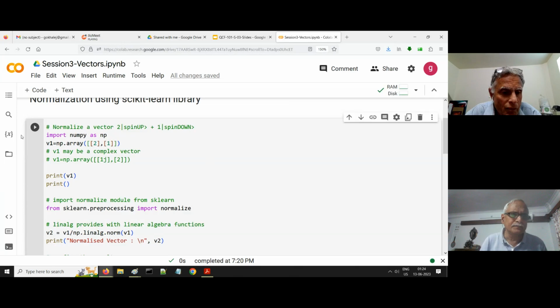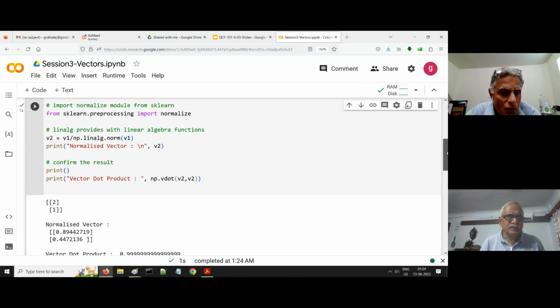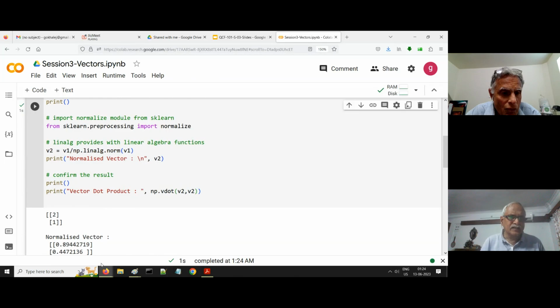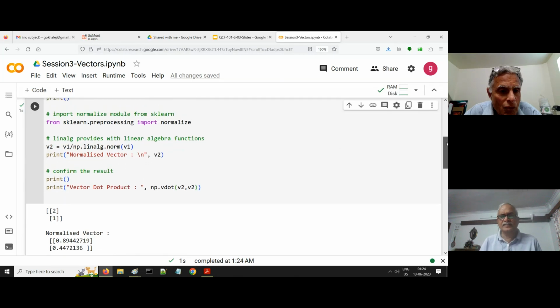Pretty simple. Let us take 2, 1 as the input and I execute that cell. What I get out over here is the original vector 2, 1, and after normalization I got 0.89 and 0.44. Here you notice that the entire vector is now normalized to be within the unitary space. After having done that, I just wanted to check if the normalization is indeed correct.